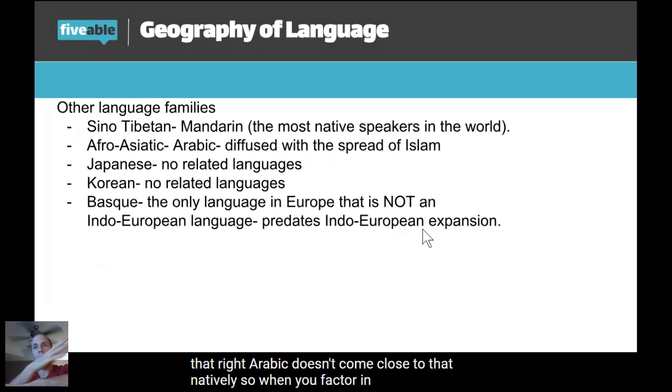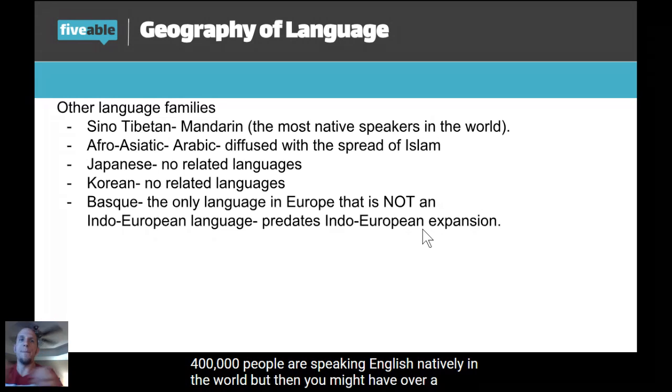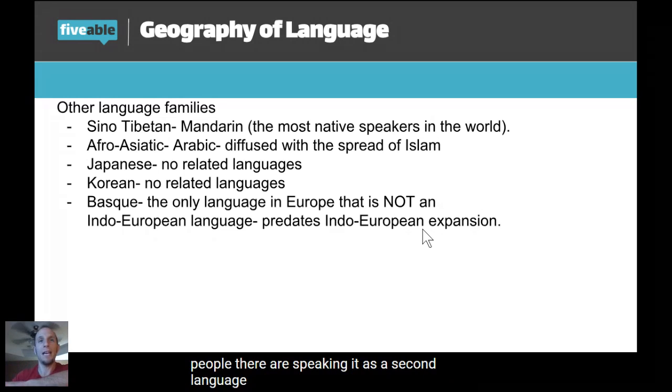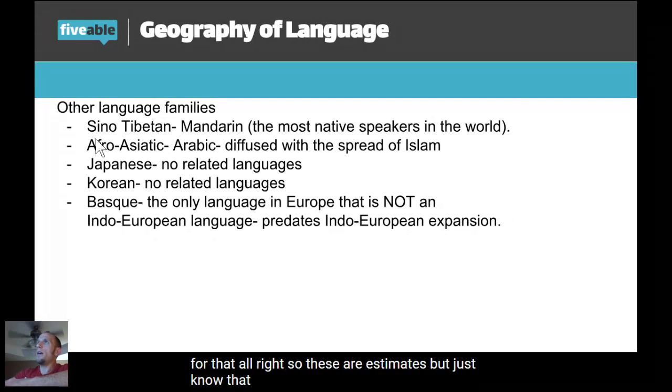So when you factor in second-language speakers, English would be the most widely spoken, because you've got about everyone in the United States plus a few more, maybe somewhere close to 400,000 people speaking English natively in the world. But then you might have over 1 billion people speaking it as a second language when you start trying to account for all that. It's very, very hard to find an actual number for that. So these are estimates, but just know that.